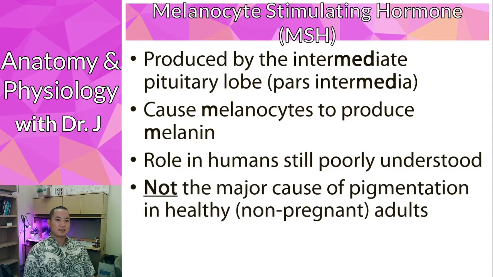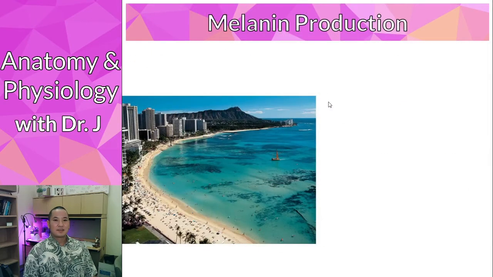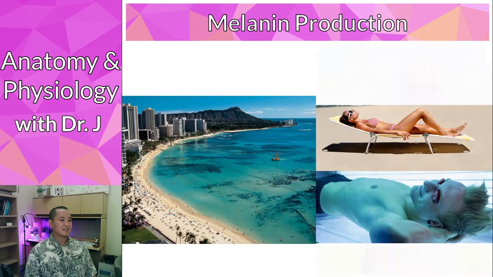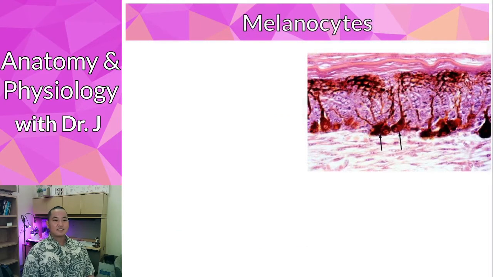Melanin is what gives us our skin color. So what is the major cause of pigmentation in adults? Well, it's not MSH. What happens if you tan on the beach? Eventually that changes your skin color, right? So a big trigger of melanin production is just ultraviolet light exposure in our skin. Here are our melanocytes, the dark cells you see right here. Compared to the surrounding cells, these melanocytes are full of melanin. Again, this is all review from PHYL 141.